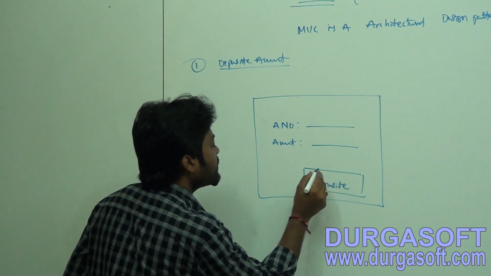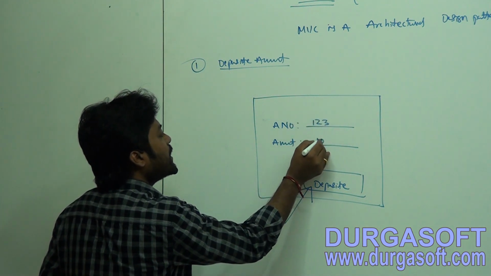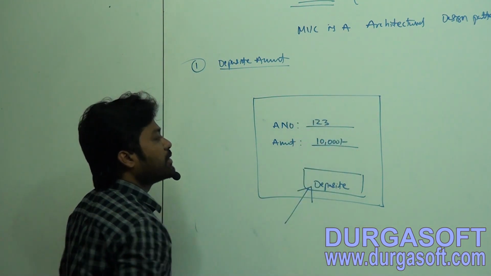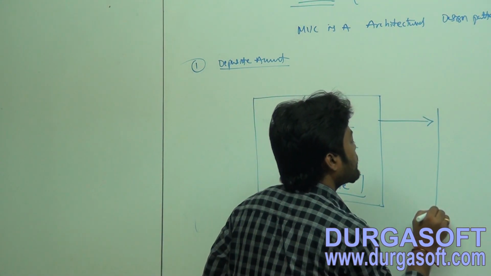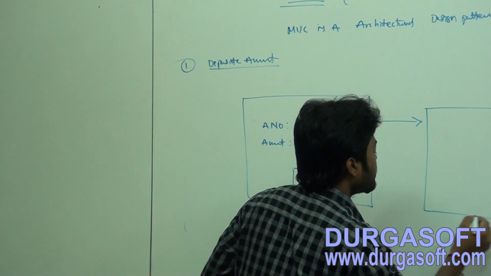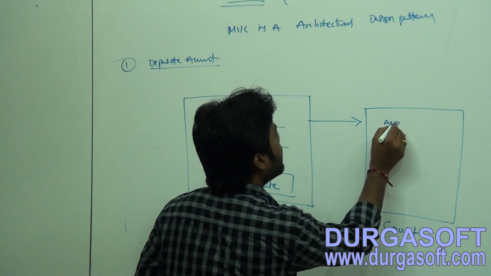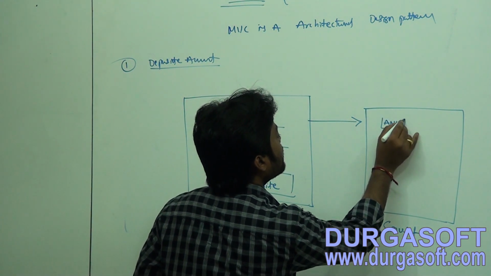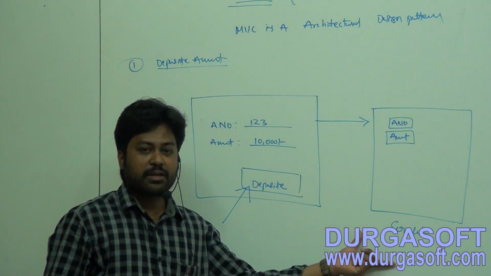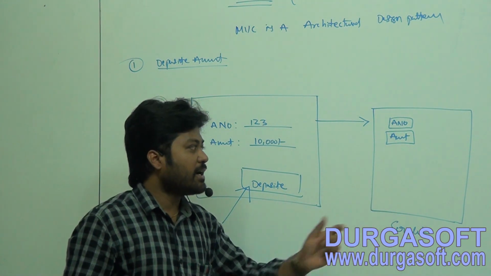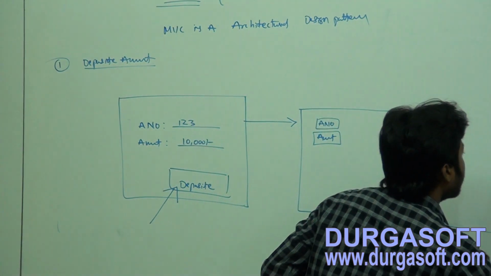When I submit this deposit button here, using account number 123 and some amount 10,000, that data will go to the controller class. So here you need to use a servlet class, or any JSPs or filters. You should read your account number and amount. But your controller will not do anything else; it will just read the data. After reading the data, the same data it will send to the model layer.